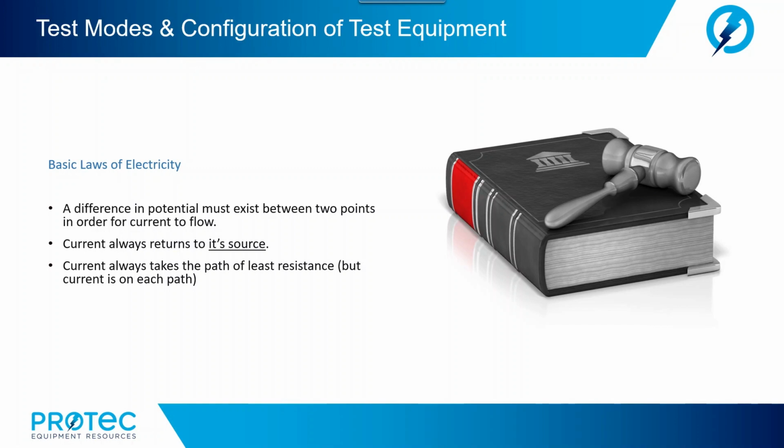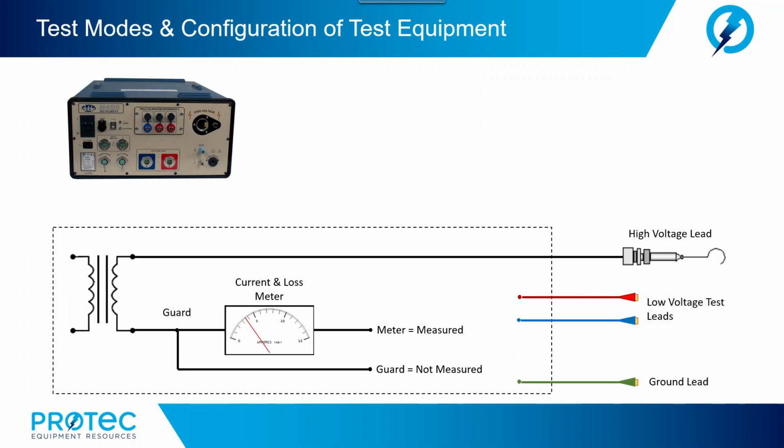Current always takes the path of least resistance, but current is on each path. All right, so let's start going into test modes and configurations of the test equipment. Kirchhoff's current law states that all current leaving must return. Therefore, all current leaving the test set through the high voltage lead must return to the unit, either through the low voltage test leads, the red or blue lead, or the ground lead.